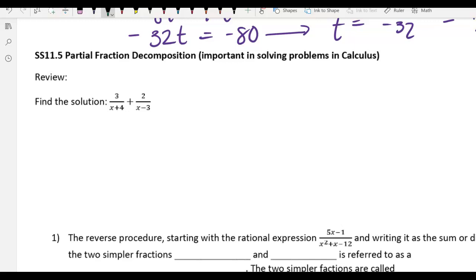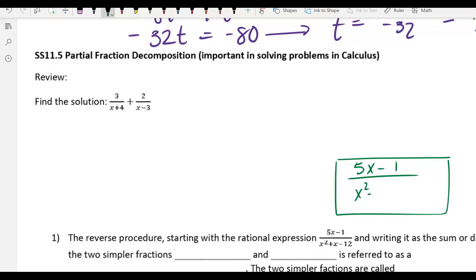Billy, final answer. What did you get? 5x minus 1 over x squared plus x minus 12. Okay. Devin, do you agree? Yes, you're in the same team. Kristen, do you agree? Yeah. All right, guys, so let's figure it out. What do you guys do first?